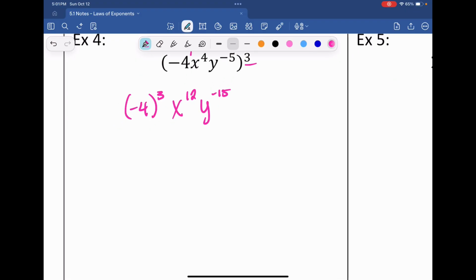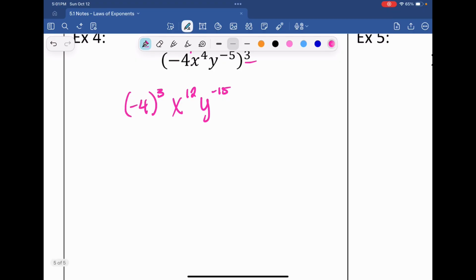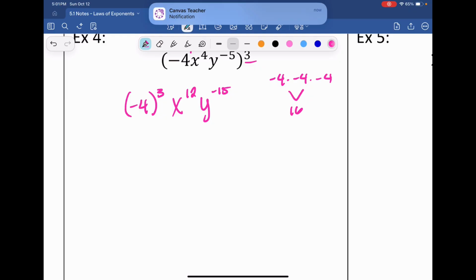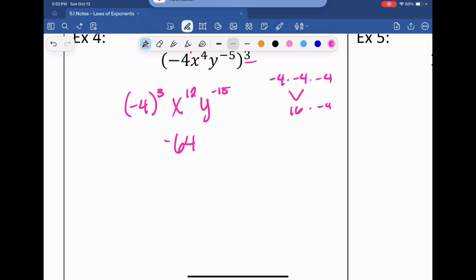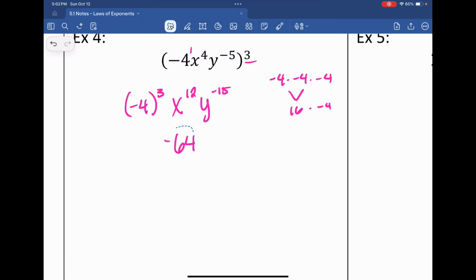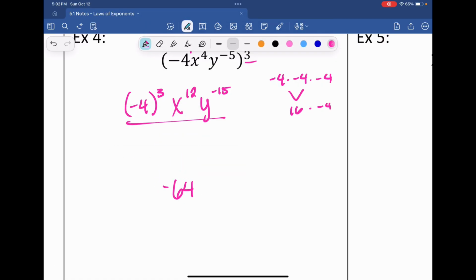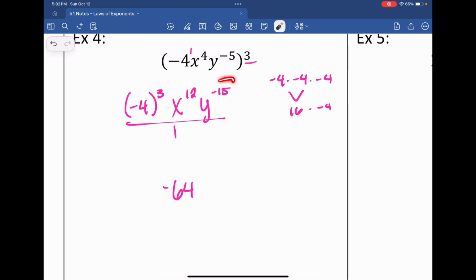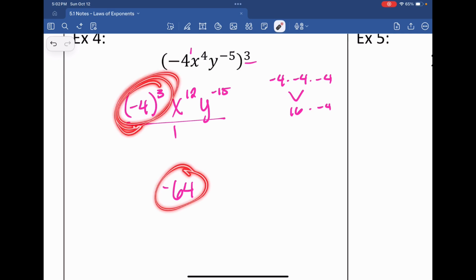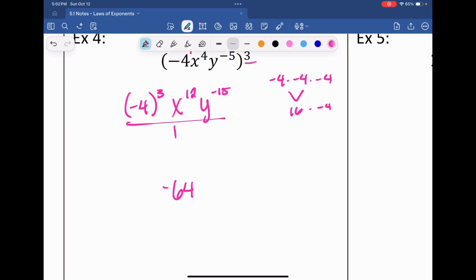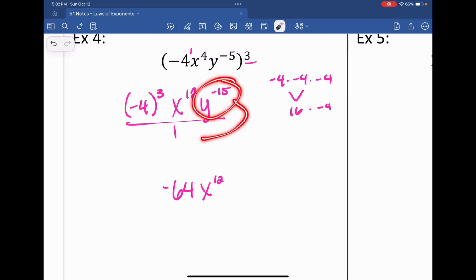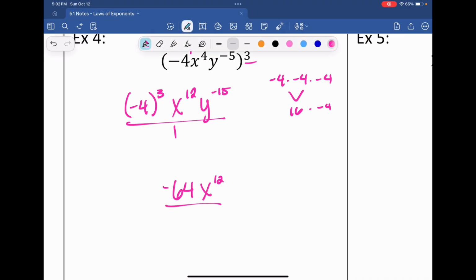All right, so -4 raised to the third power. That's -4 times -4 times -4. So 16 times -4, that's -64. Let's bring that down a little bit. And I know this needs to all be over 1 because I have a negative exponent to deal with. But I start here. -4 to the third, -64. X has a positive exponent. But your y to the -15, you're going to go down to the bottom. It's going to change signs. So y to the +15.